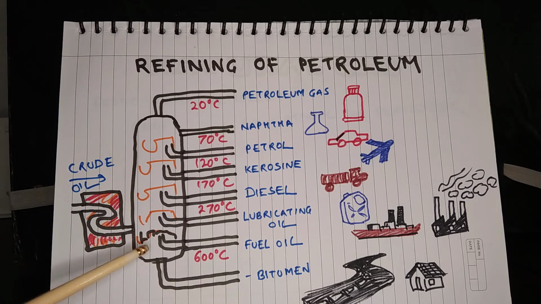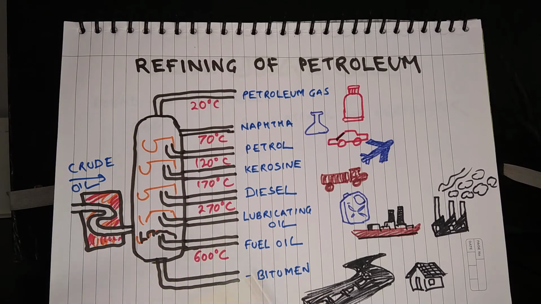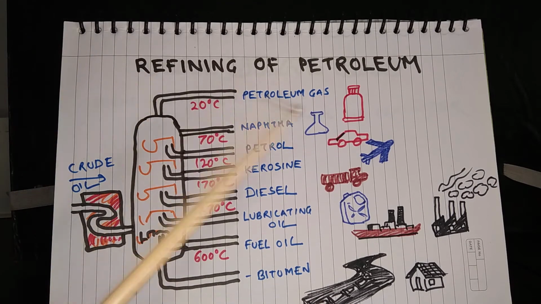So this shows the diagrammatic representation of the fractional distillation column. This is the inlet pipe through which crude oil goes to the distillation column, and this inlet passes through a furnace which raises the temperature of crude oil. So the temperature is highest at the bottom and is lowest at the top. So let us begin from the top.